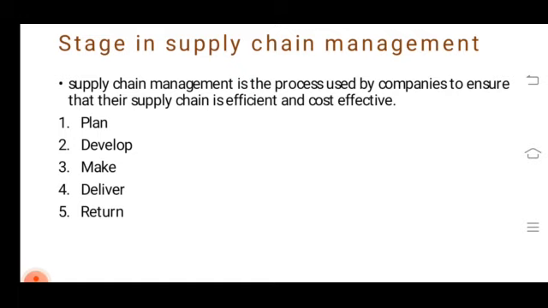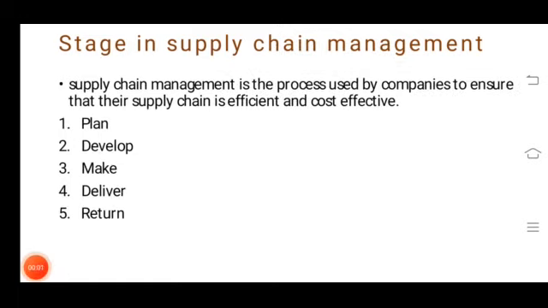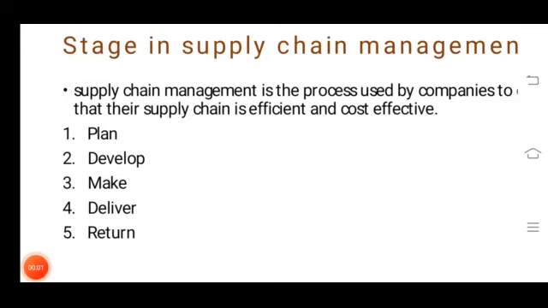Similarly, another stage after plan is develop. Develop is the next stage in supply chain management. It involves building a strong relationship with the suppliers of the raw materials needed in making the product of the company to be delivered. This phase involves not only identifying good suppliers but also planning methods for shipping, delivery, and payment.